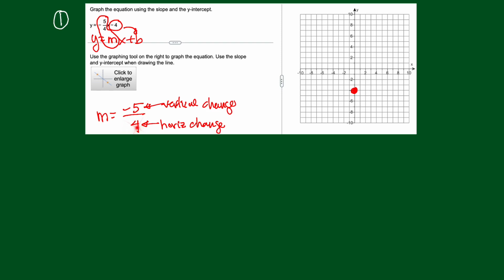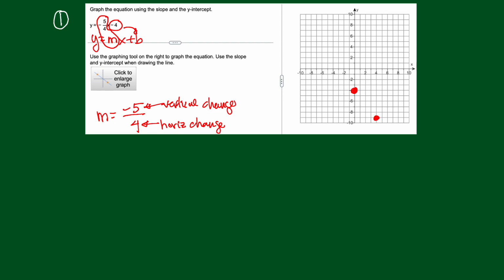The bottom number is a horizontal change. So from that point, I will change horizontally. Now it's positive, so I'm going to go to the right. I'll go to the right 4, 1, 2, 3, 4, and down 5. Right, down because of the negative. 1, 2, 3, 4, 5. Right down there. So I'll put a point there.